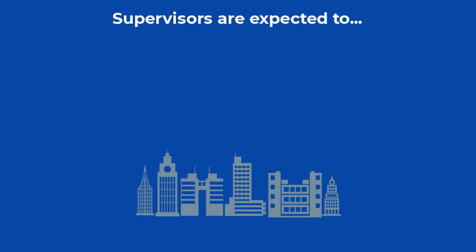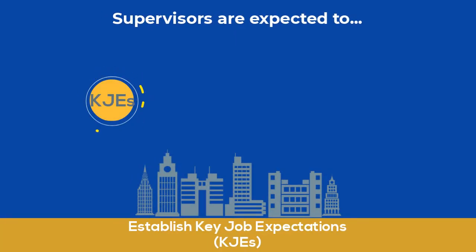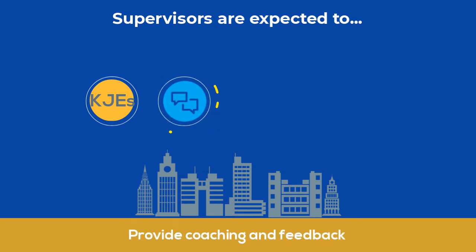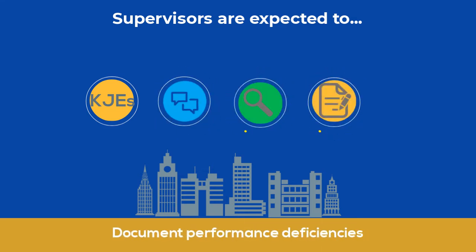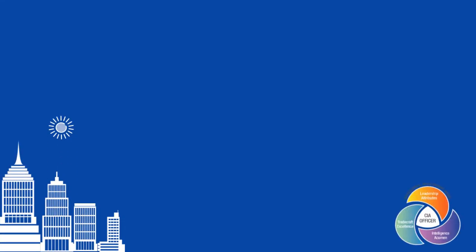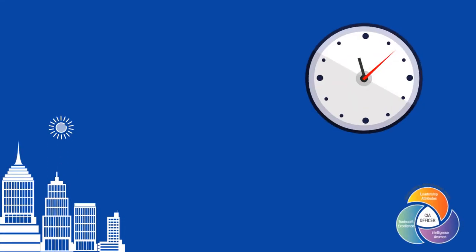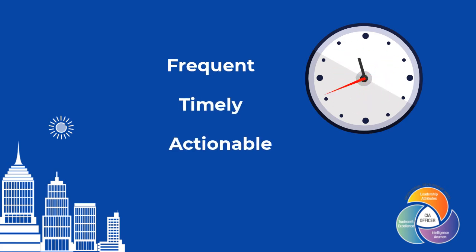Supervisors are expected to establish key job expectations, or KJEs, with their employees at the beginning of a performance period and document them in the performance summary, provide regular coaching and feedback, monitor performance, and document performance deficiencies if they arise. Once KJEs are established, supervisors should provide employees with frequent, timely, and actionable feedback. If an employee is struggling, the supervisor must communicate the deficiency and provide guidance to improve their performance.